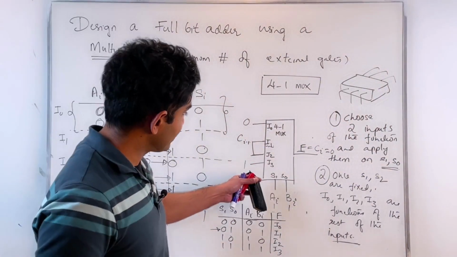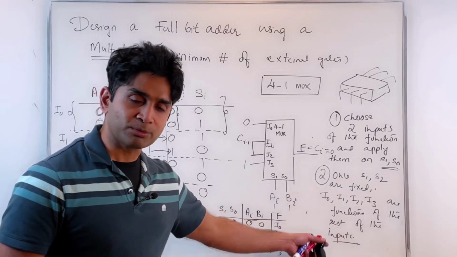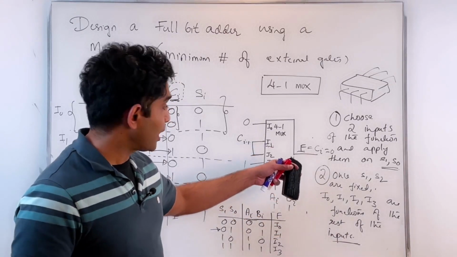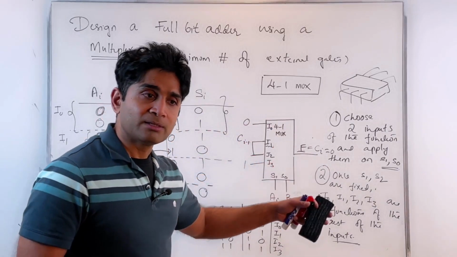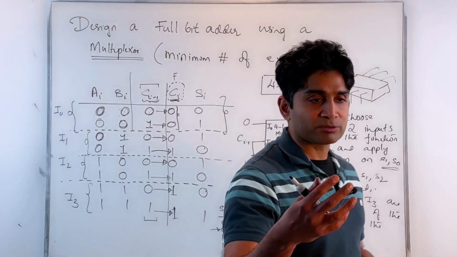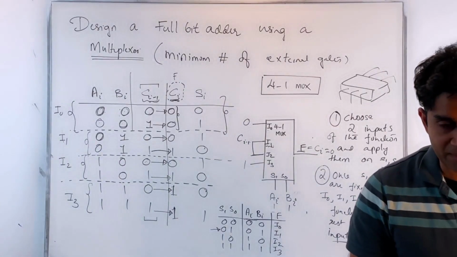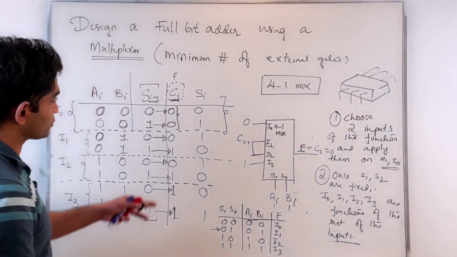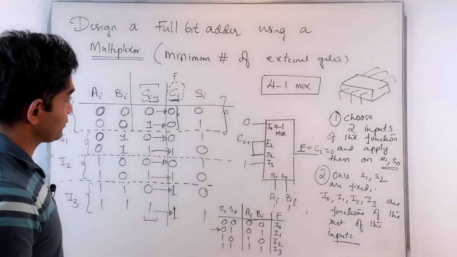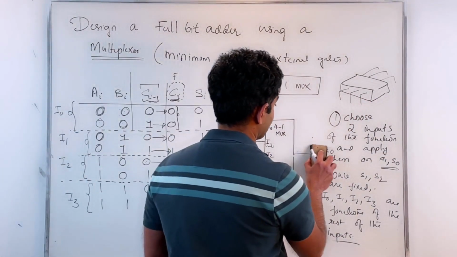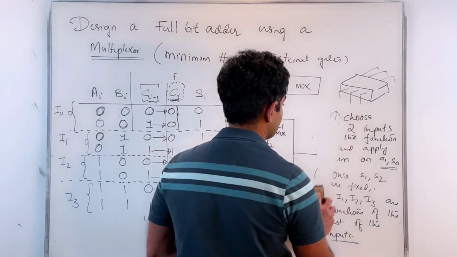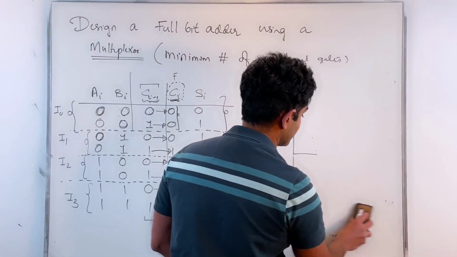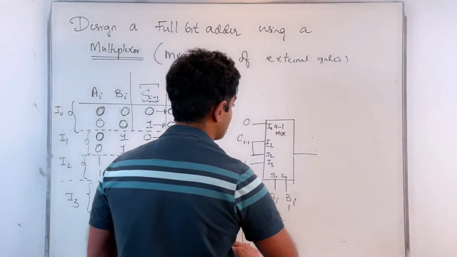First, fix what you want to apply on the selector inputs. Once that is fixed, then the other inputs of the multiplexer depend only on the rest of the inputs of the function. That's how you would obtain it. Let's finish this problem. Let's similarly do it for Si as well, so that we complete it. Now that we know the procedure, we should be able to do that much more quickly.